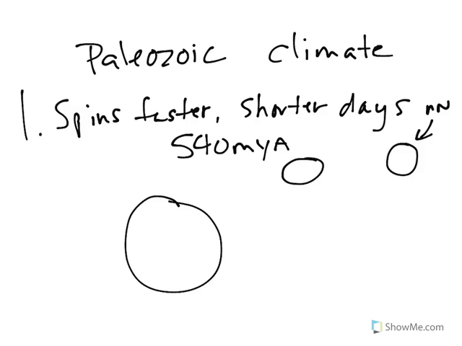Because it was much closer to the Earth, the gravitational tug between the two was much greater. And because of that high gravitational tug, it made the Earth spin a lot faster. So because the Earth was spinning faster, the days were a lot shorter.